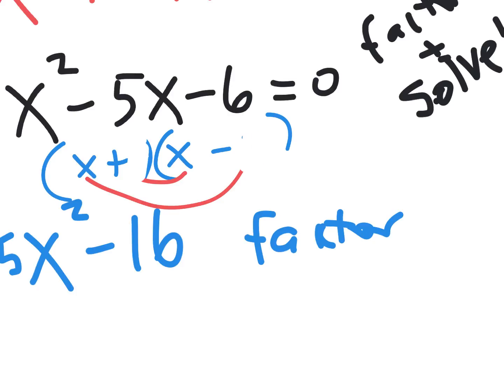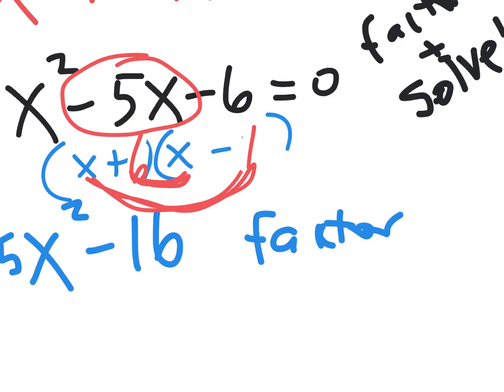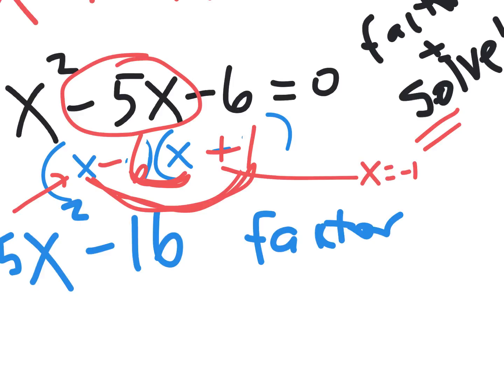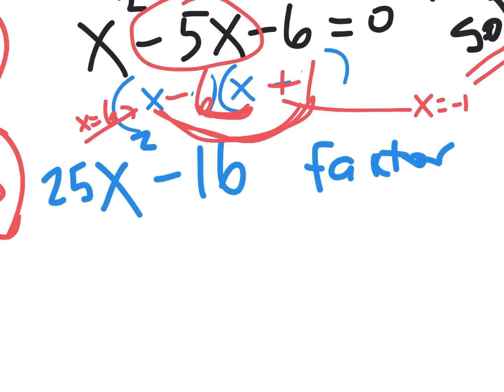Now I'm going to check a different combo. 6 and 1 maybe. What if I do plus 6 and minus 1? Well, then I get negative 1 and positive 6x makes positive 5x, the exact opposite of what I wanted. Whenever you get the opposite of what you wanted, you know the signs are opposite. So that plus should be a minus, and that minus should be a plus. Now I've got it, and the solve part is that x equals 6 and x equals negative 1. How many of you had that perfectly right? Okay, good.